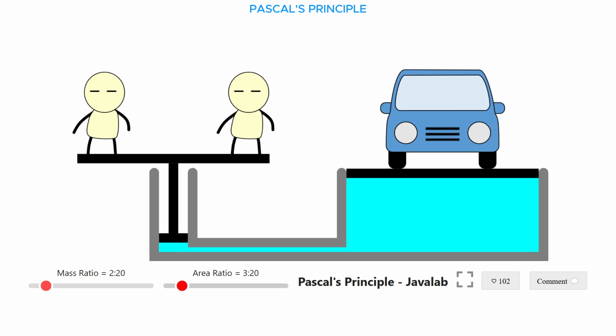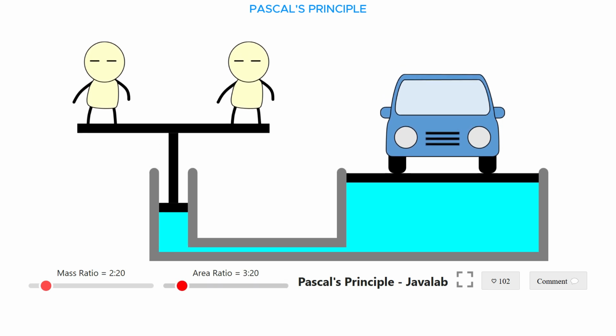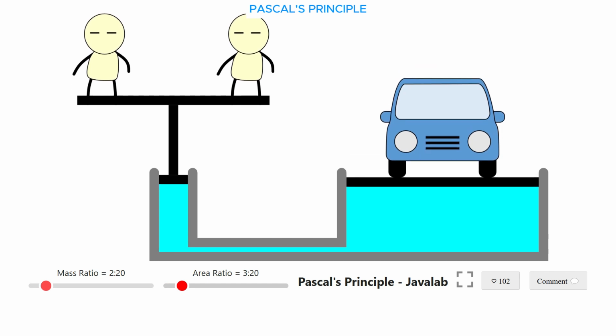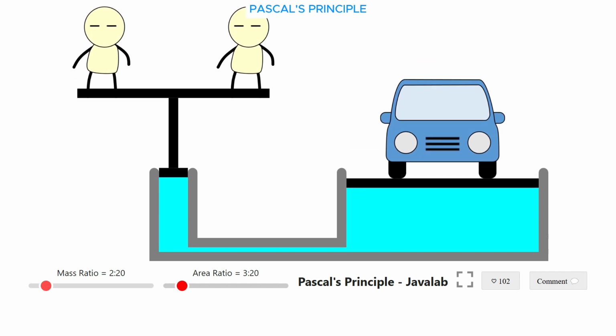Now, let's increase the area of piston 1 to 3 units. What happens to the pressure? With a larger area on piston 1, the pressure in the fluid decreases. This reduction in pressure means piston 2 can no longer support the car, causing it to lower.